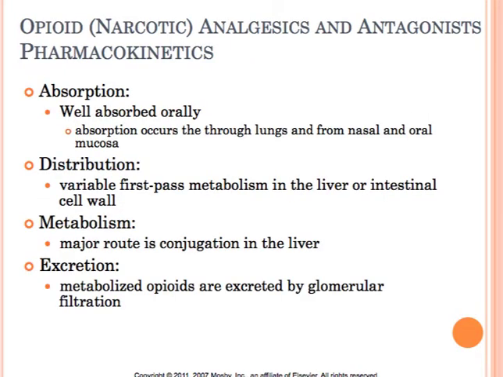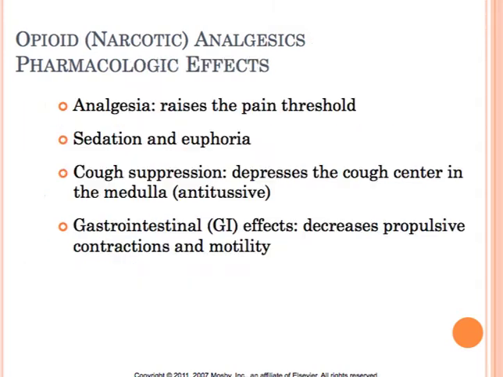Most opioids are absorbed very well orally. They can also be absorbed through the lungs, through the nasal or the oral mucosa, and they can also pass through intact skin. After oral administration, some opioids undergo first pass metabolism in the liver, which reduces their bioavailability. Opioids can be bound to plasma proteins to various degrees, and they're distributed throughout the body. Most opioids are metabolized by the liver and they're excreted through the kidneys.